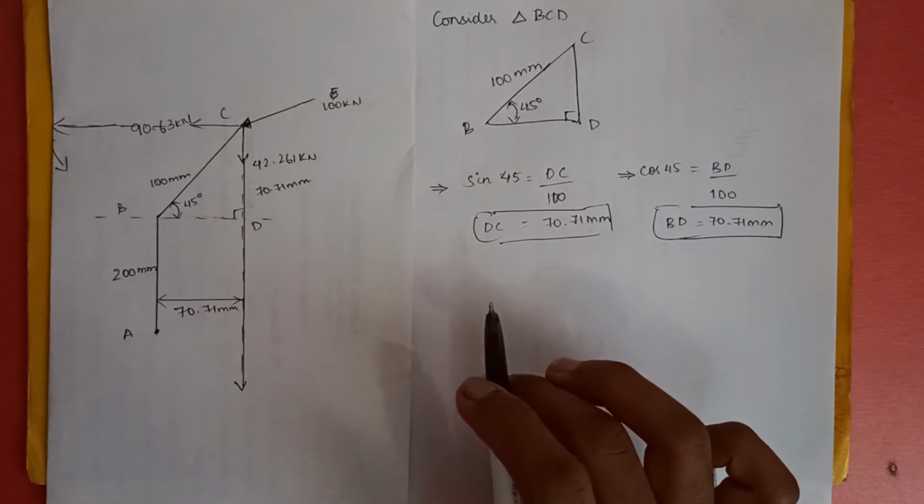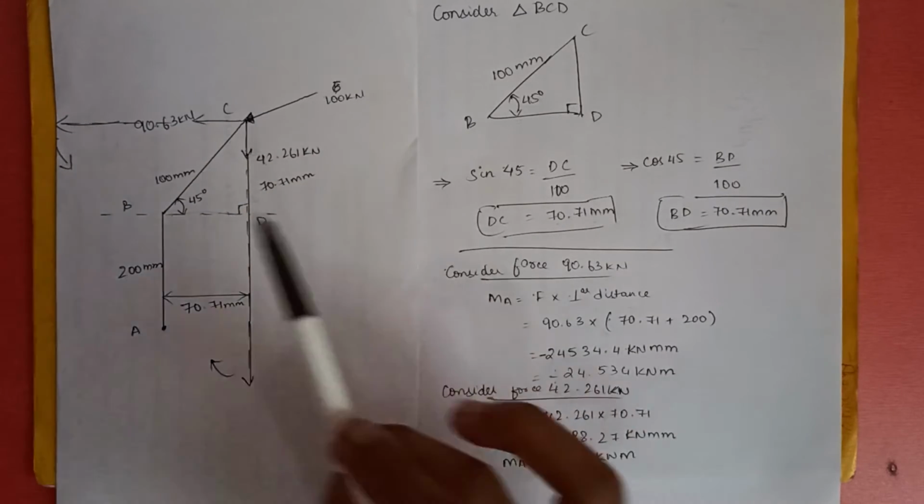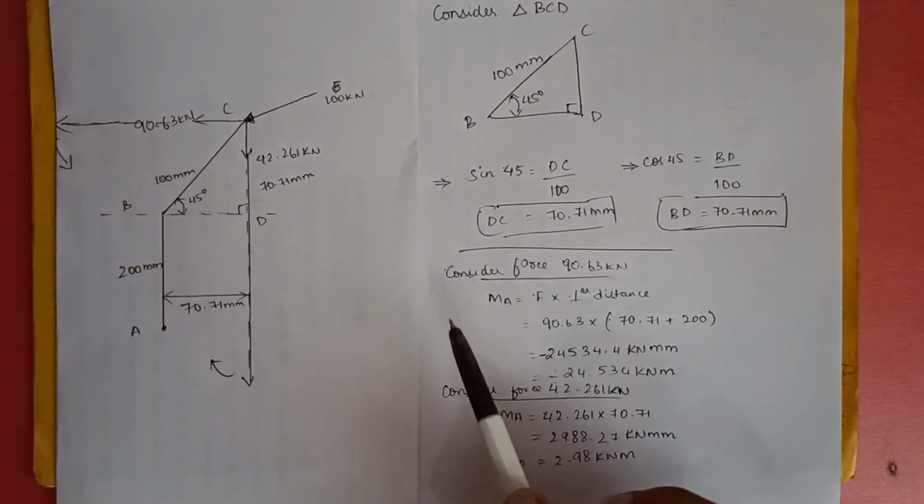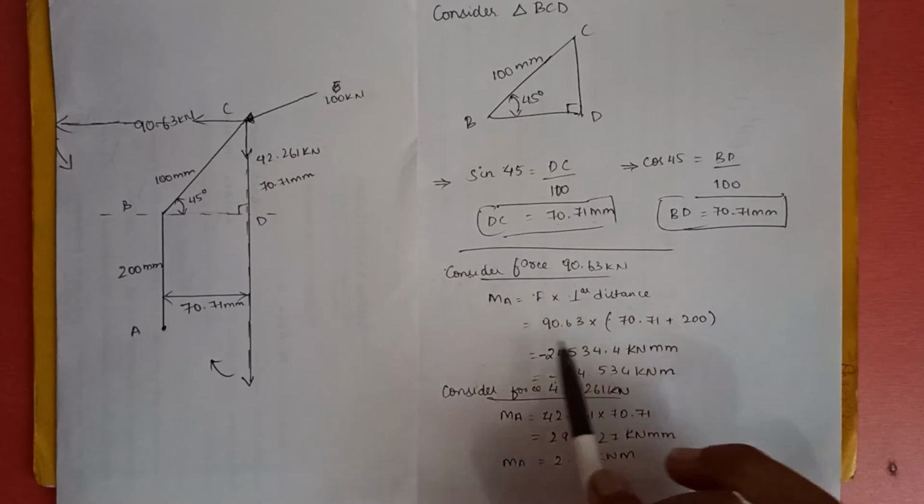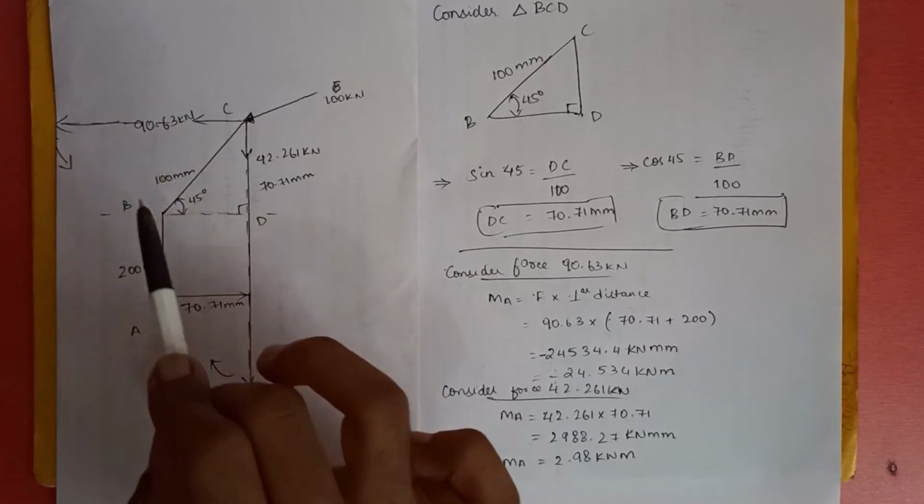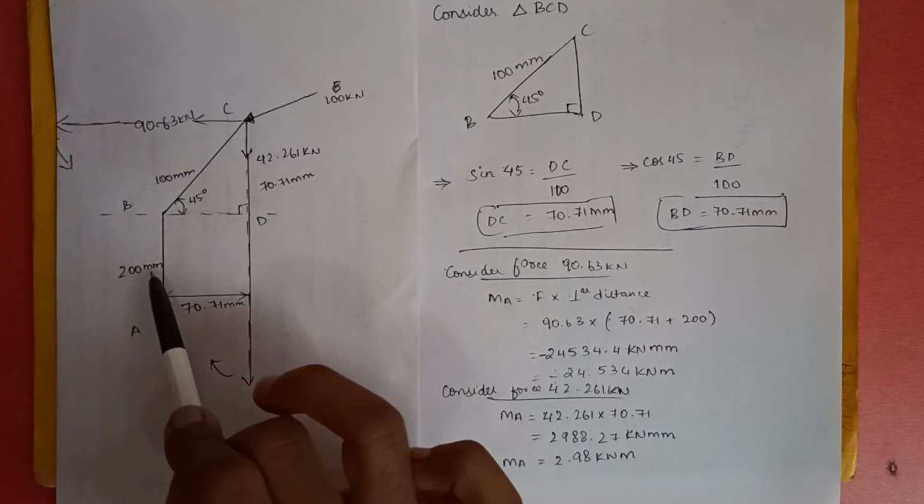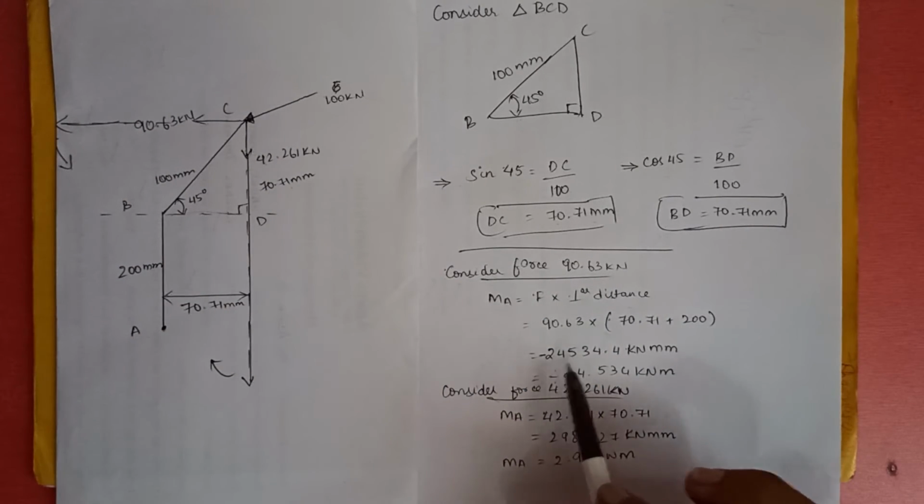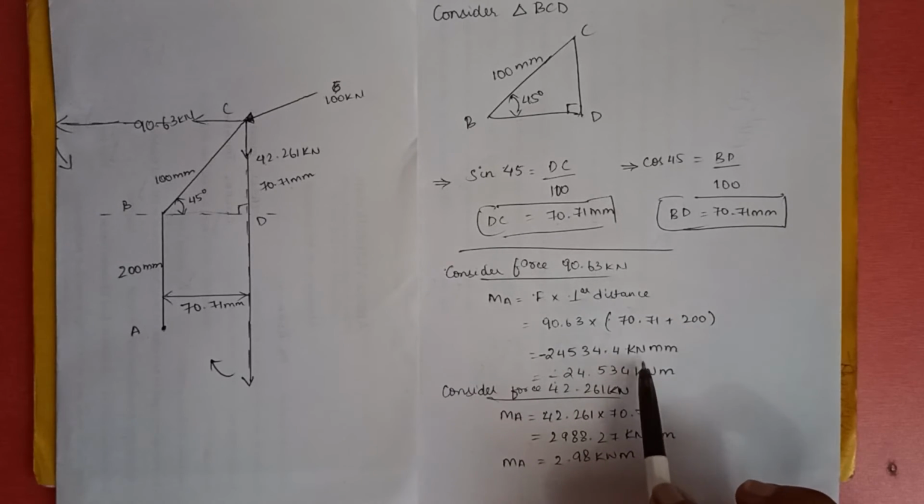And finally we find the moment of the 100 kN force. First let us consider 90.63 kN force. The moment will be force into perpendicular distance, that is 90.63 into the perpendicular distance for this force, which is 70.71 plus 200 millimeter. That will give you minus 24534.4 kilonewton millimeter.